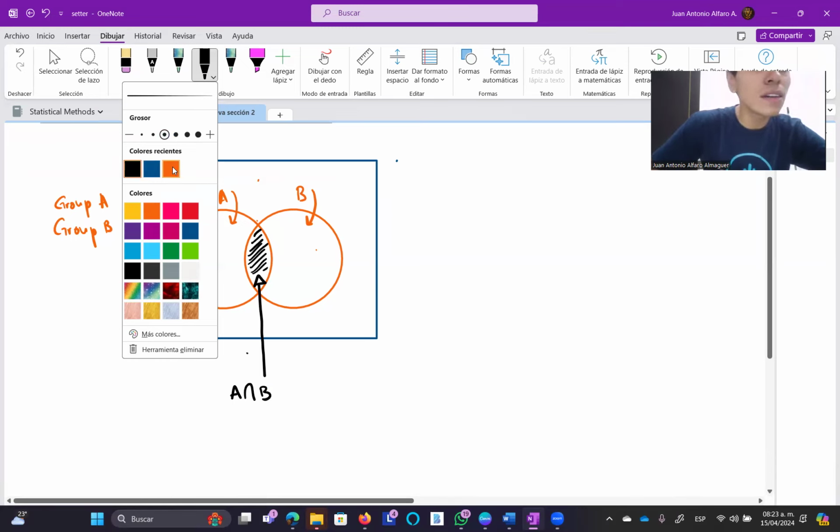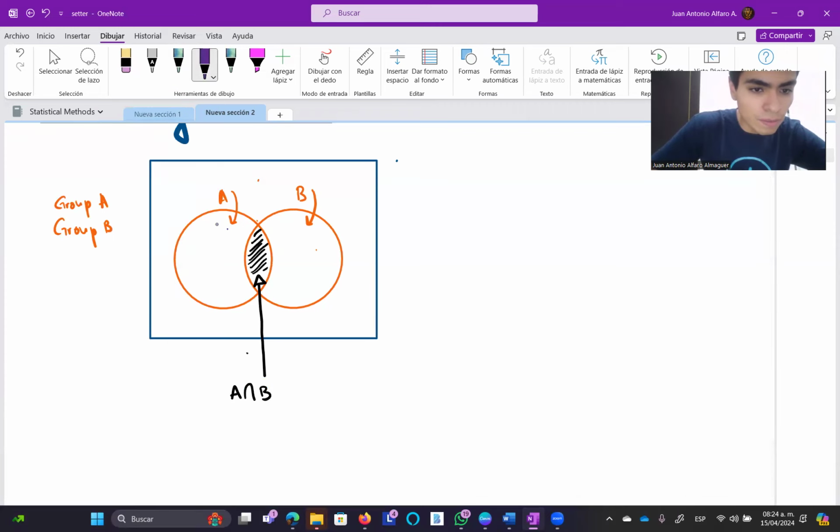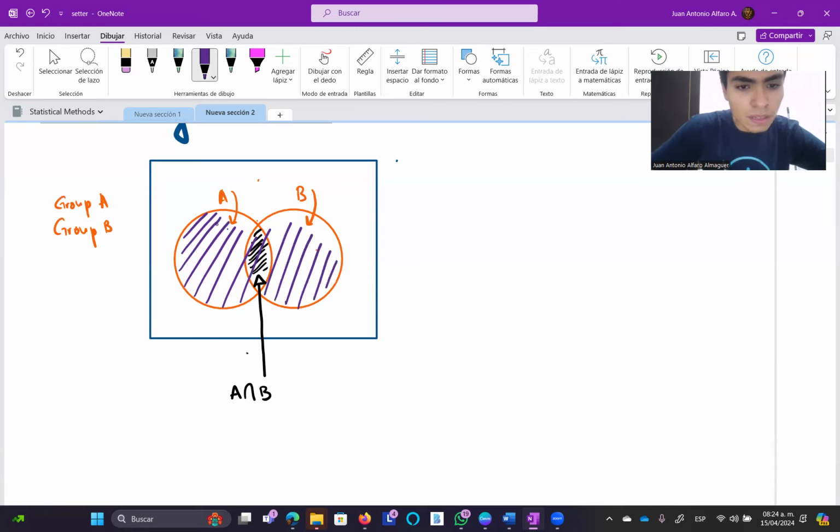But when we are talking about the data that is present on both groups, regardless of whether that information or those events are present in both of them simultaneously, we call that the union. Everything that is marked in dark blue, we call the union, A union B.